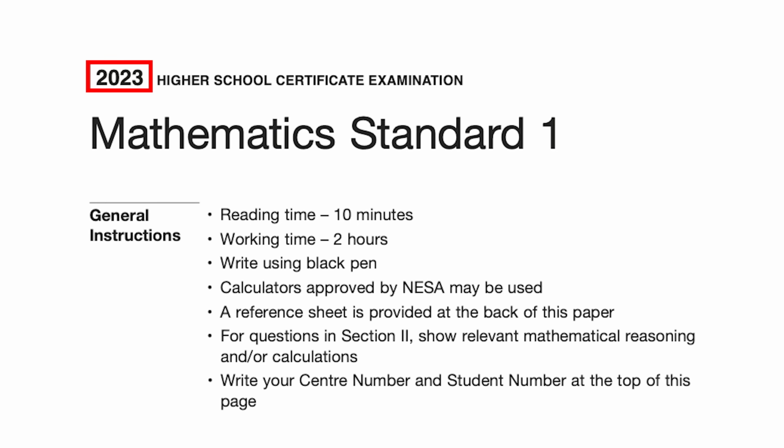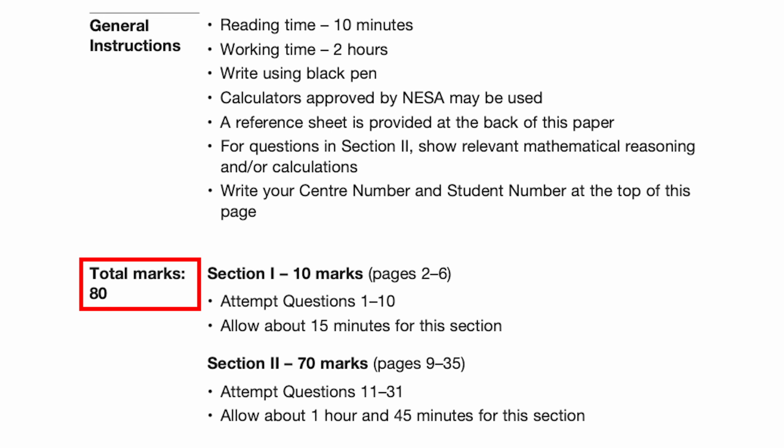I'll be taking Mathematics Standard 1, which comes from the Higher School Certificate, which I believe is the highest level of qualification you can obtain as a high school student in Australia. The paper comes from 2023, so it's pretty recent, and this particular version is for the New South Wales region of the country. The total mark is 80.